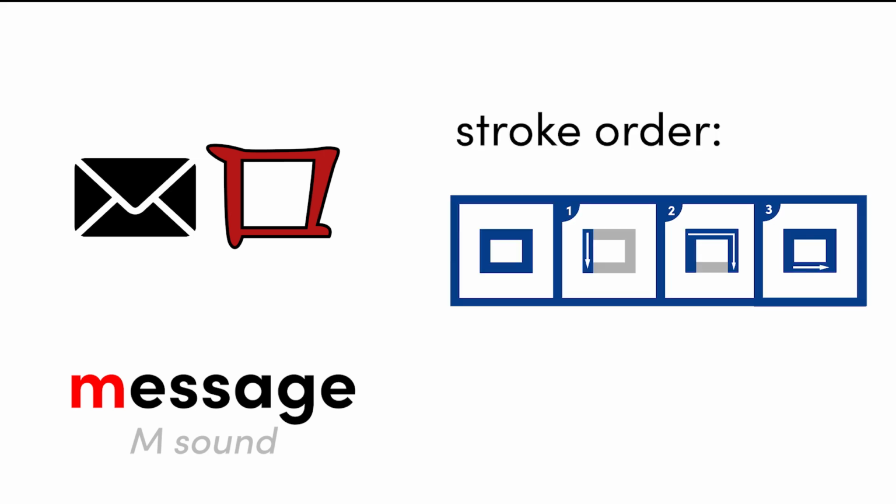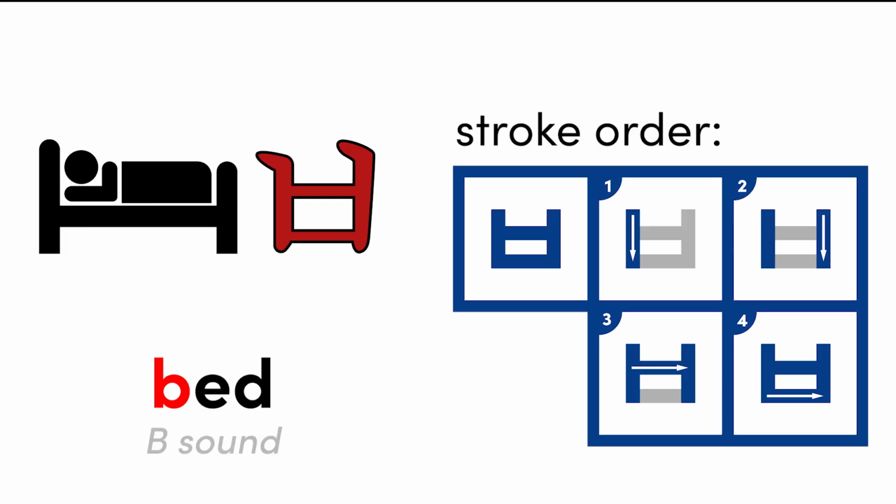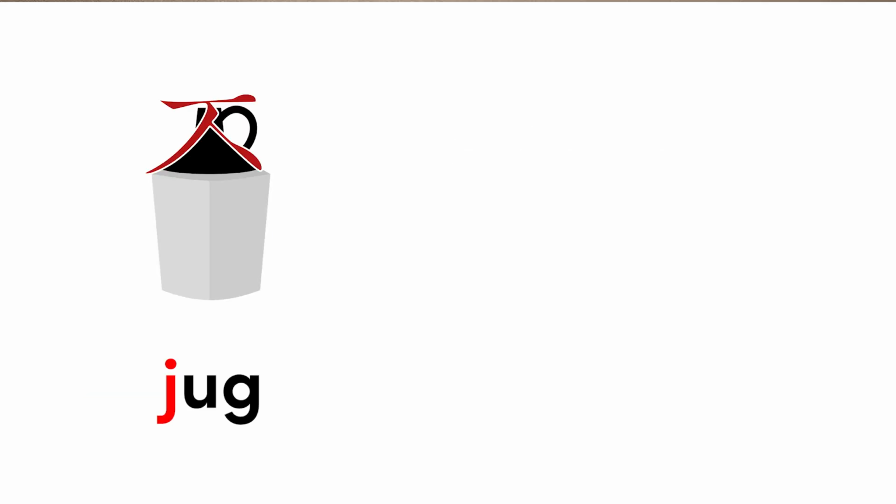This looks like a square message box. It makes the M sound like in message. This resembles a bed with posts at both ends. It makes the B sound like in bed. This curves like a seashell. It makes the S sound like in seashell. This looks like a jug with a spout. It makes the J sound like in jug.